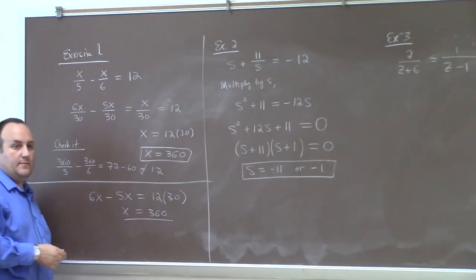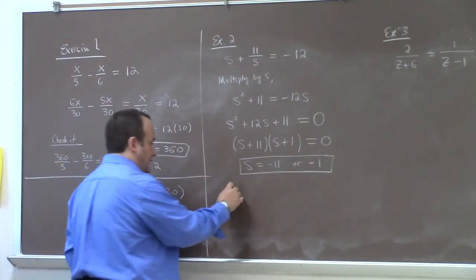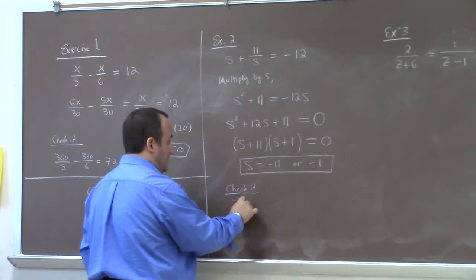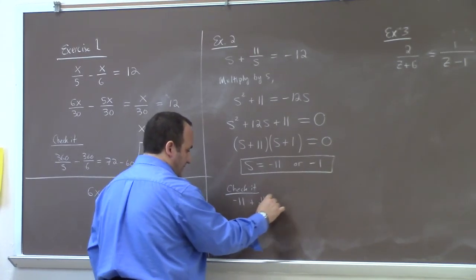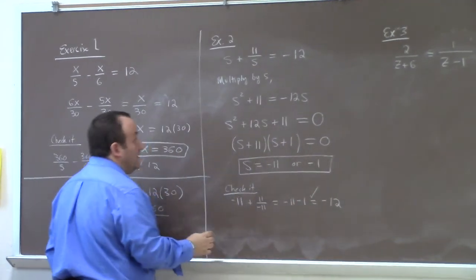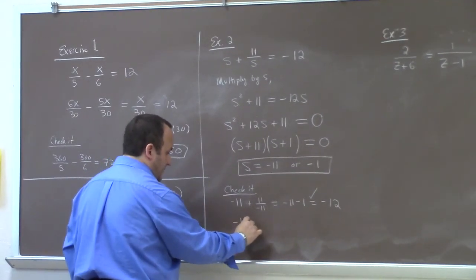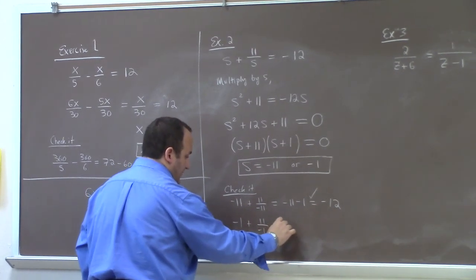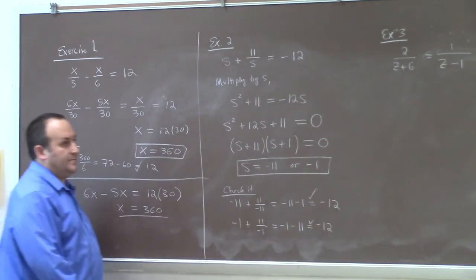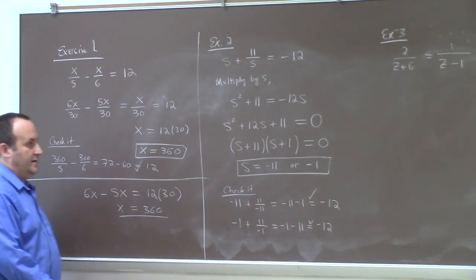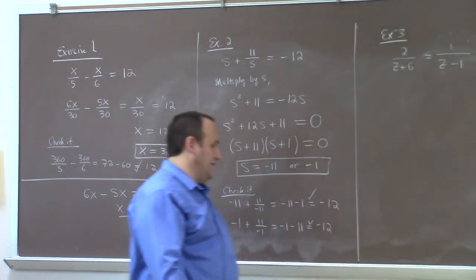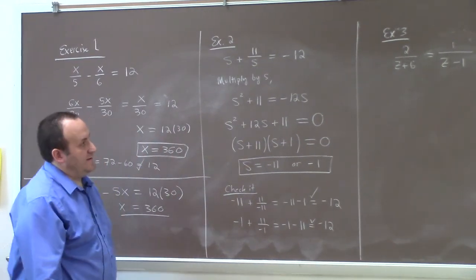Yep. Now, we should check our answer, right? So, check it. Minus 11 plus 11 over minus 11 is minus 11 minus 1, which is minus 12. Hooray. And minus 1 plus 11 over minus 1 is minus 1 minus 11, which is also minus 12. So, good. It's all okay. Now, we will eventually get to the point today where the checking the answer actually rules out some of what we think we found. We're not there yet, but we'll get there.